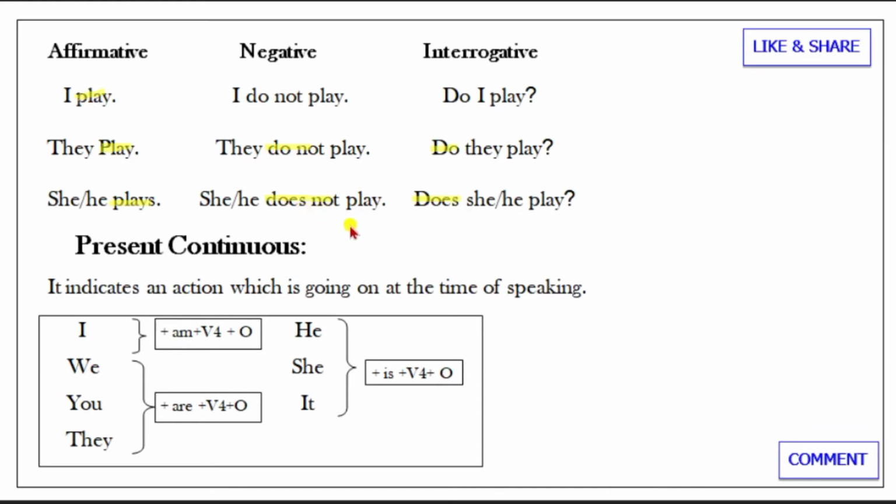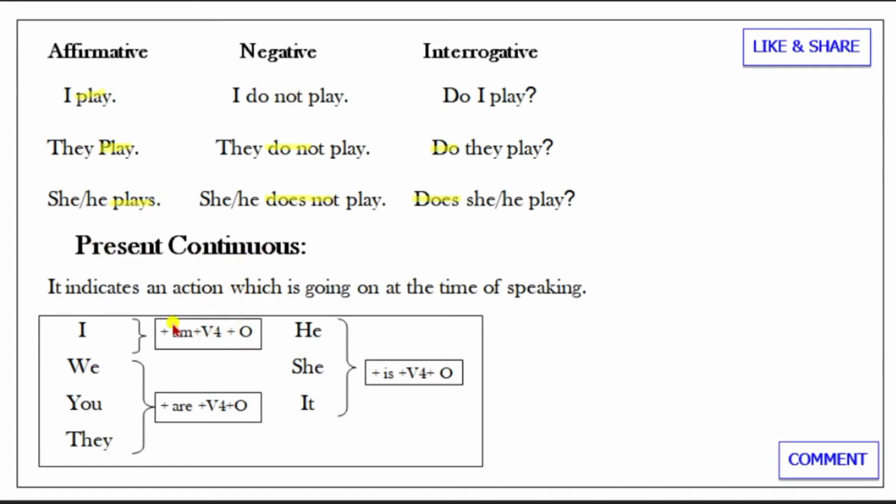So that is simple present tense. Now coming to present continuous tense. It indicates an action which is going on at the time of speaking. Continuous action, so that is present continuous. The structure is subject plus am, is, are plus V4 plus object.